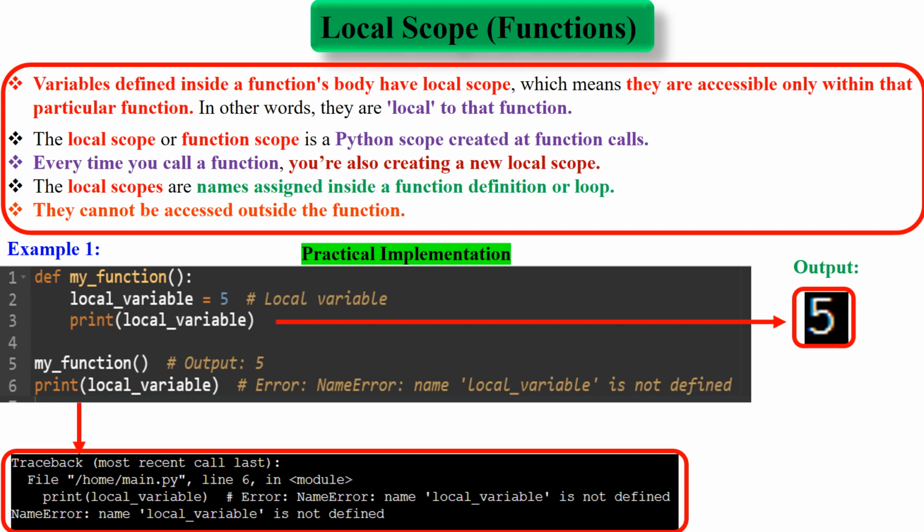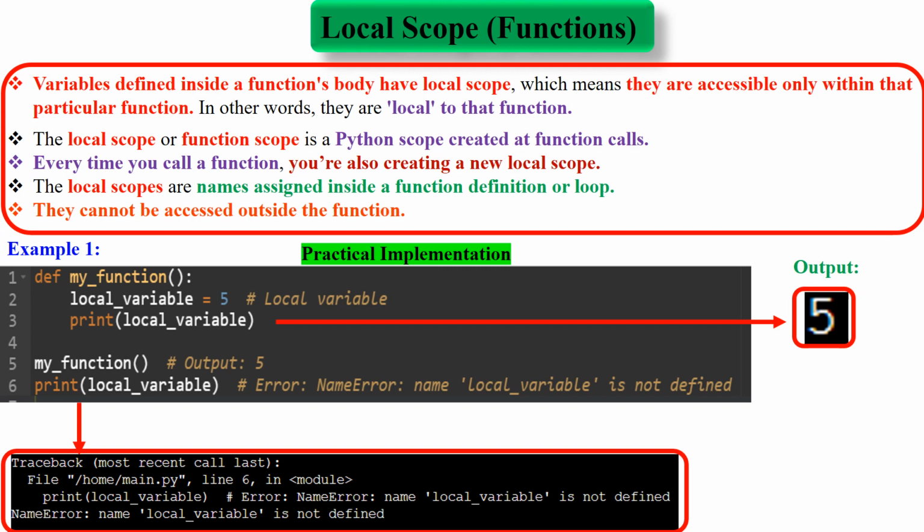Let's see an example. Line 1. This code defines a function called my_function. Line 2. Inside the function, there is a local variable named local_variable which is assigned the value 5. In line 3, the function then prints the value of local_variable, which is 5. In line 5, when you call my_function, it executes the code inside the function and prints the value of local_variable, which is 5. So the output of my_function is 5.